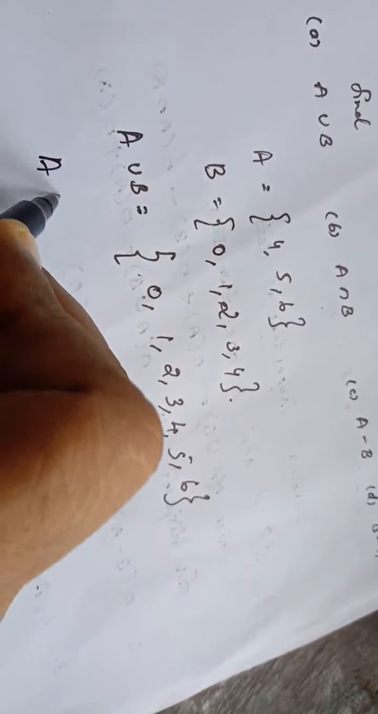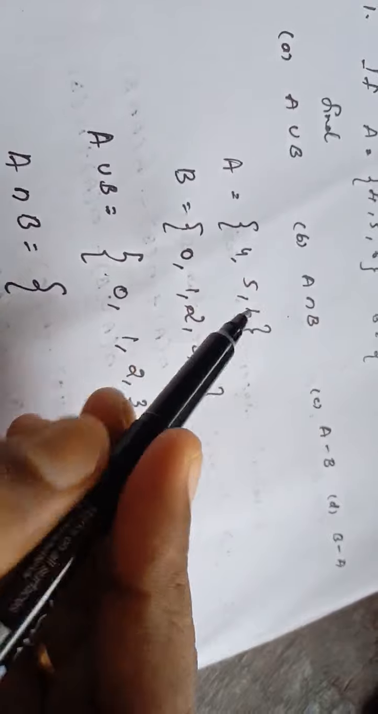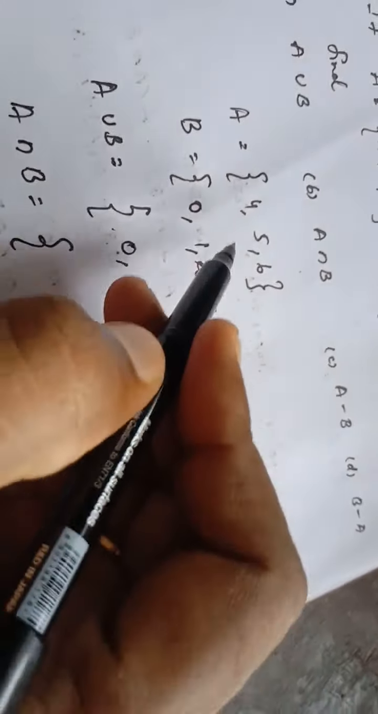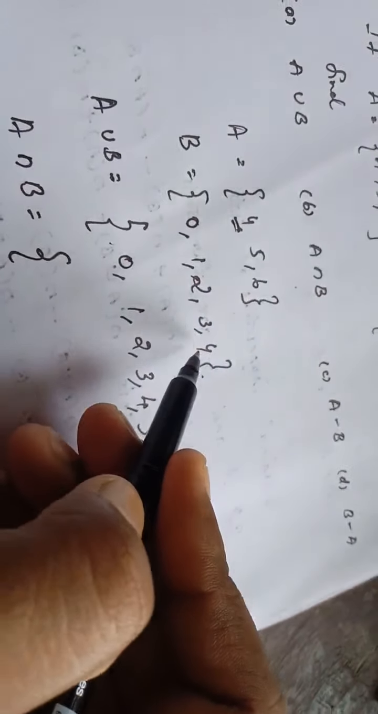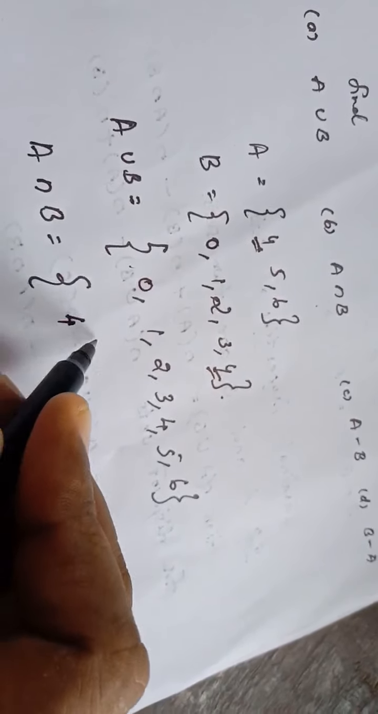Next we have A intersection B. Intersection means we have to take only the common. Now in A and B, what is common? We can see that only 4 is common. So we can write A intersection B as set 4.